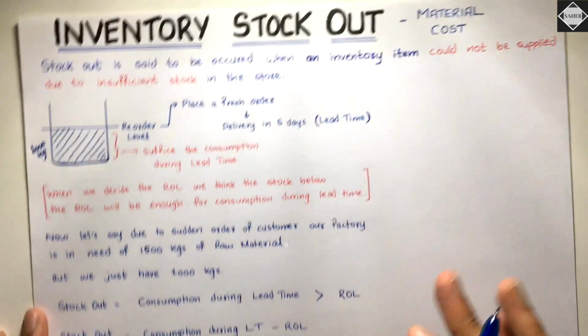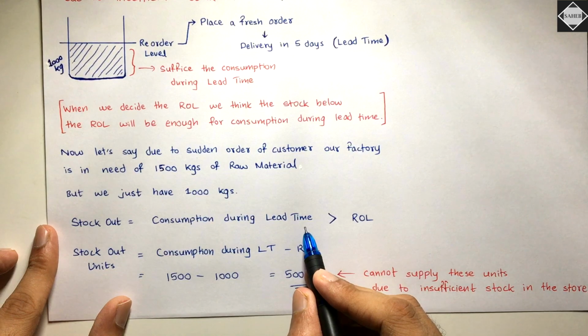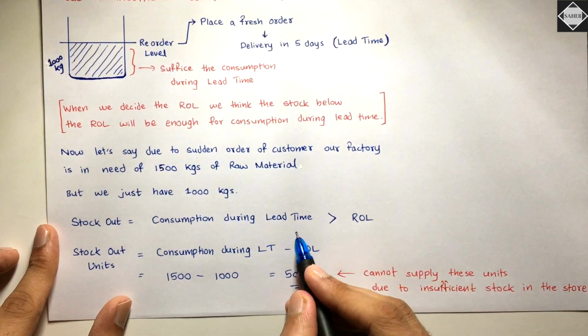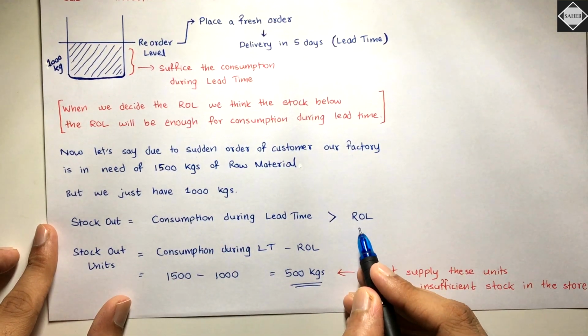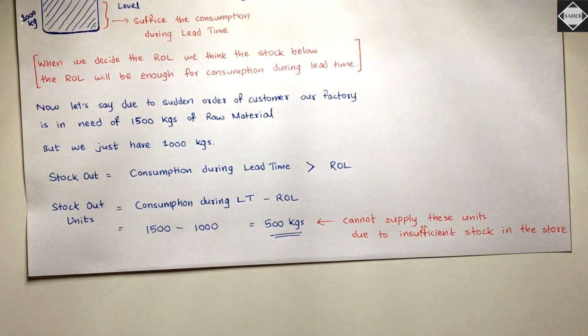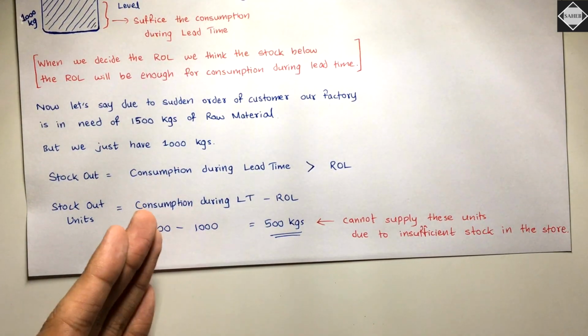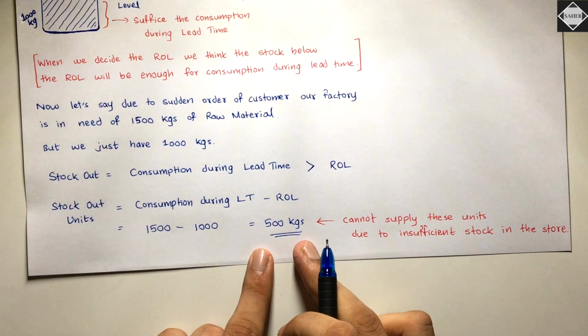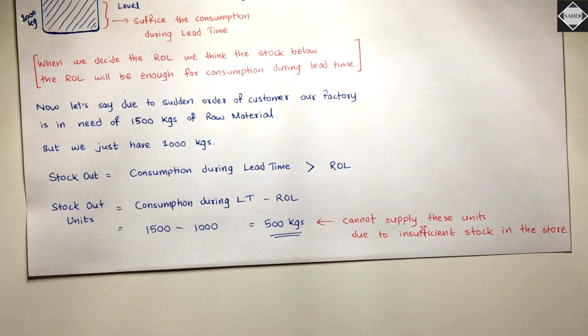Stock out is said to happen when consumption during lead time, or you can say demand during lead time, is more than the reorder level. And to calculate stock out units, you just have to subtract these two. Consumption during lead time minus reorder level, you will get the shortage. Now we have to understand what the consequences of the stock out are.